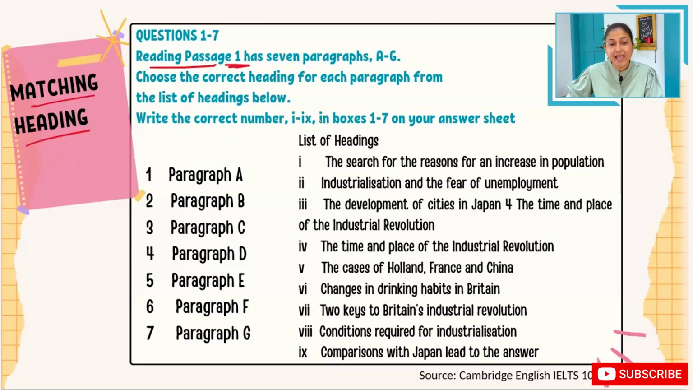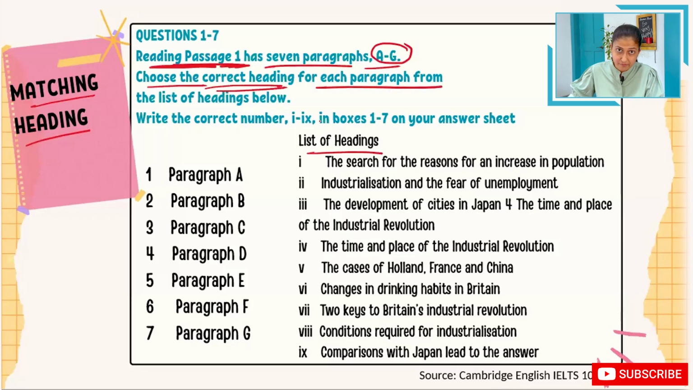Okay. So we have a list of headings and the instructions are reading passage so and so has 7 paragraphs A to G. Just an example. What are you supposed to do? You have to choose the correct heading for each paragraph. There are paragraphs A to G. And you have to find a correct heading for each paragraph. And these headings, the list of headings is given below. And then what are you supposed to do? You have to write the correct number. Which number? 1 to 9.